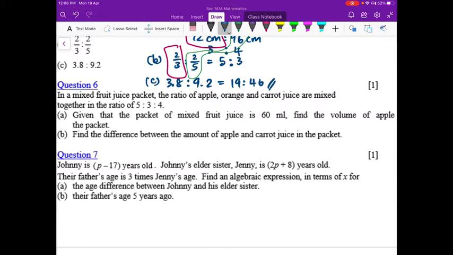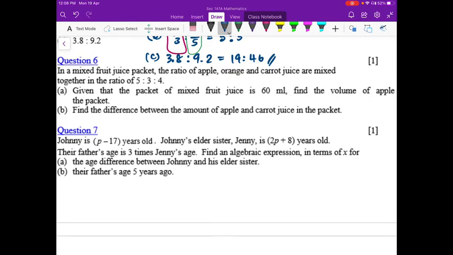Are you done? Okay, now question 6. There's a mixed fruit juice packet. What's in a packet? Mixed fruit. So although they say mixed fruit, there's a ratio. The ratio is made of apple, orange, and carrot juice. Does it sound delicious? Because of the carrot. Okay, so there are 3 parts to it.